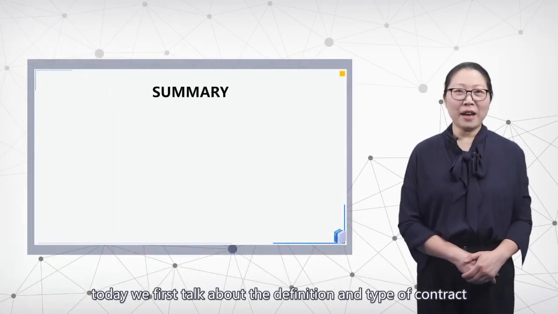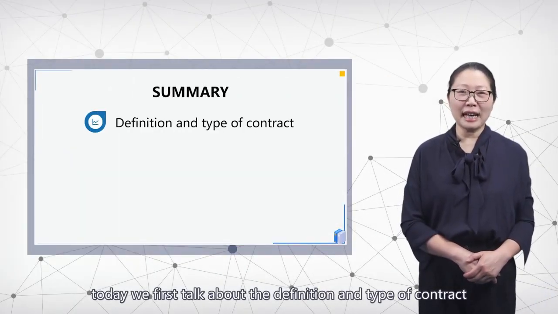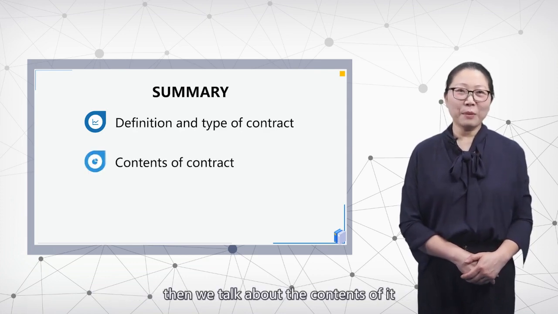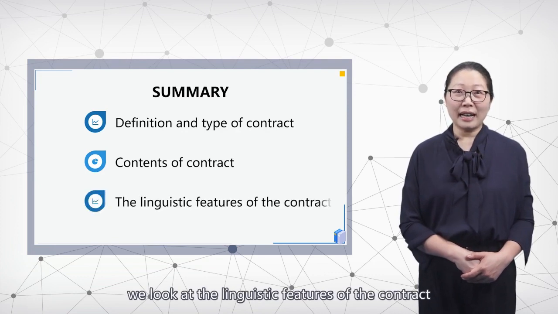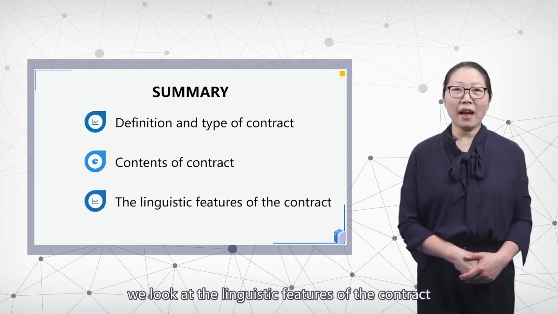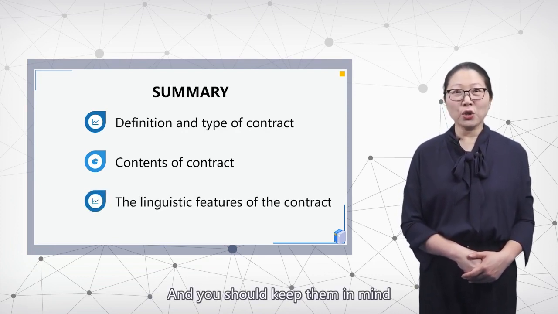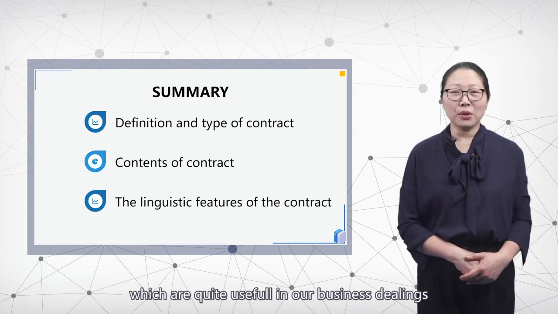Well, today we first talked about the definition and types of contract. Then we talked about the contents of it. Finally, we looked at the linguistic features of the contract. And you should keep them in mind, which are quite useful in our business dealings.